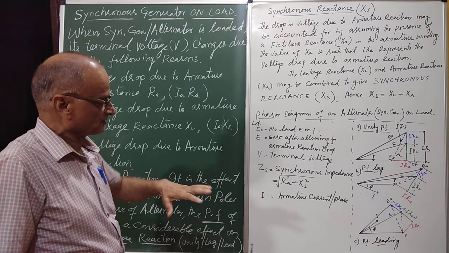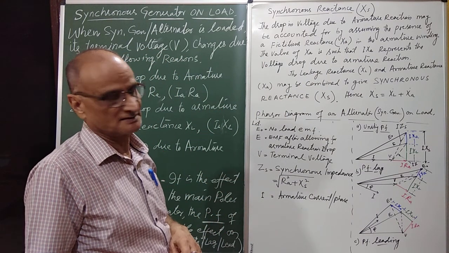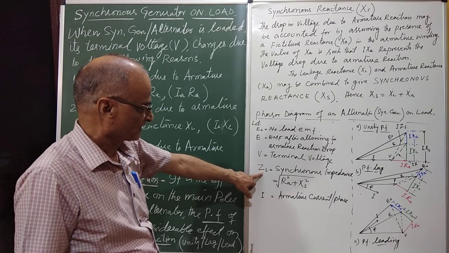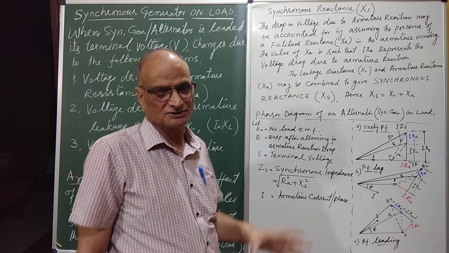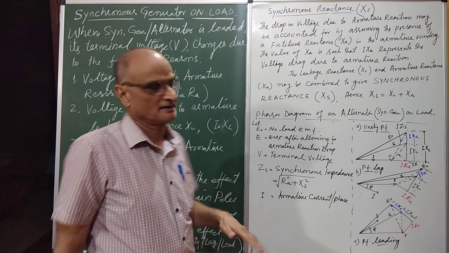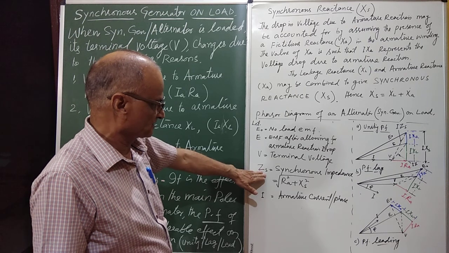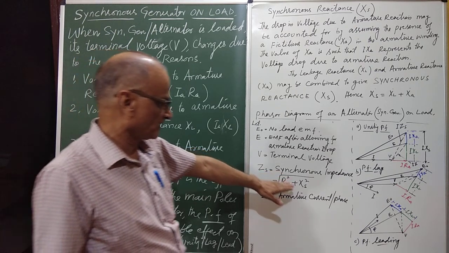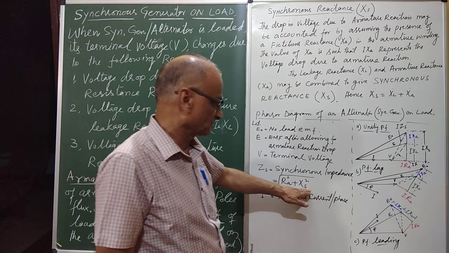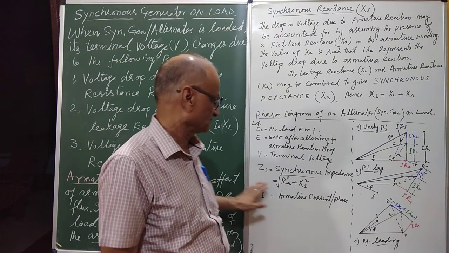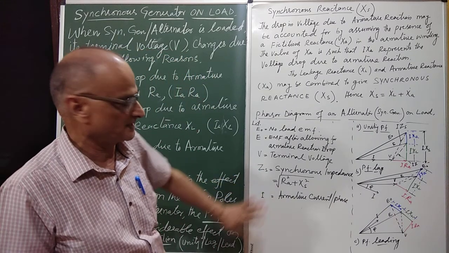And there is another called synchronous impedance. This impedance is combination of resistance and reactance, and in this case synchronous impedance means combination of armature resistance and synchronous reactance. So this is synchronous impedance.